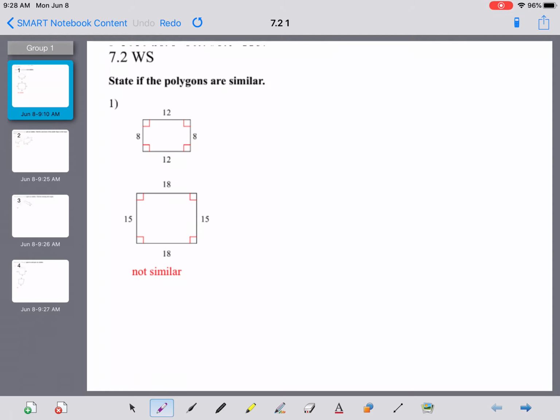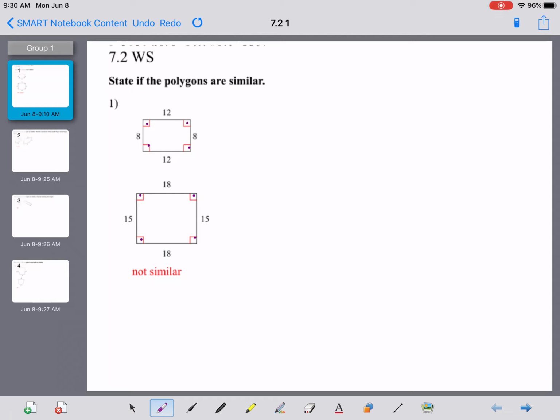So we're supposed to determine if these 2 polygons are similar or are not similar. So the first thing we would want to think about is, are the angles congruent? Well, it looks like in this case here, we're dealing with 2 rectangles. All of the angles in the first figure are right angles. And sure enough, all of the angles in the second figure are right angles as well. So yes, all of our corresponding angles are congruent.